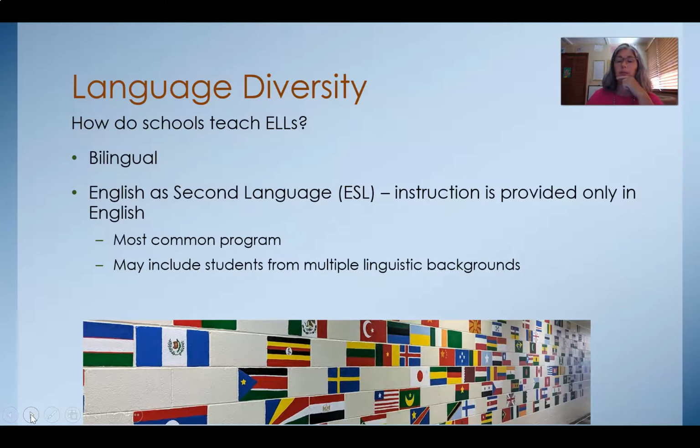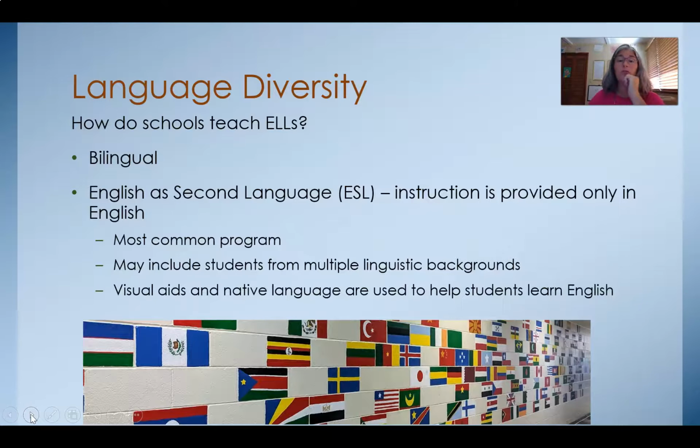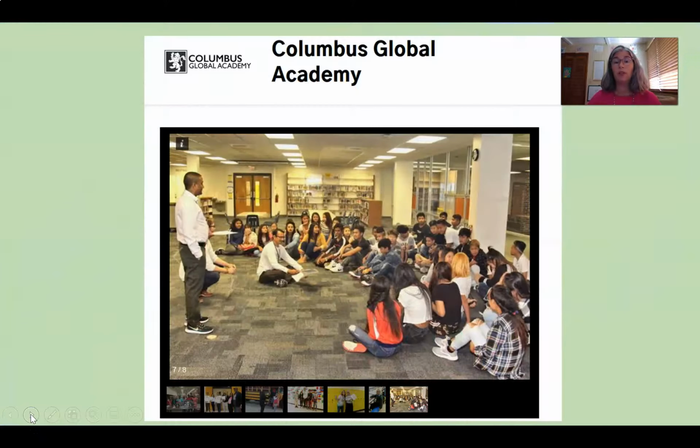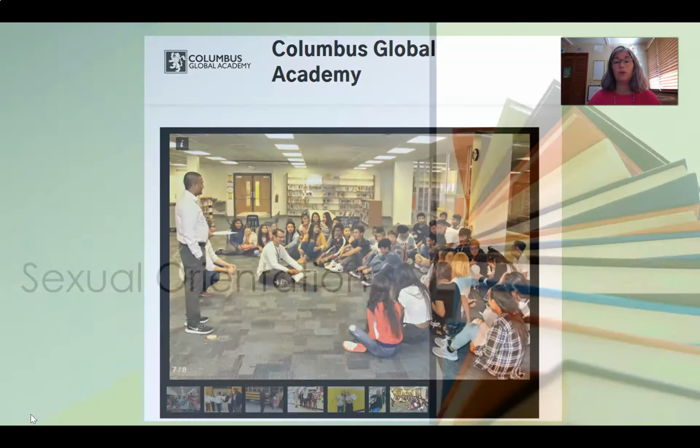The picture I have down below is actually from a wall on a school at Columbus Global, and their students speak 64 different languages. So what you're going to need to use is visual aids, and when you can, native language to try to help them learn English, but the goal is for them to learn English. Here is a picture from Columbus Global Academy. Again, their students can speak up to 64 different languages. It is an immigration hub, and their classes are taught entirely in English with the hope of transitioning these students to a more traditional school.